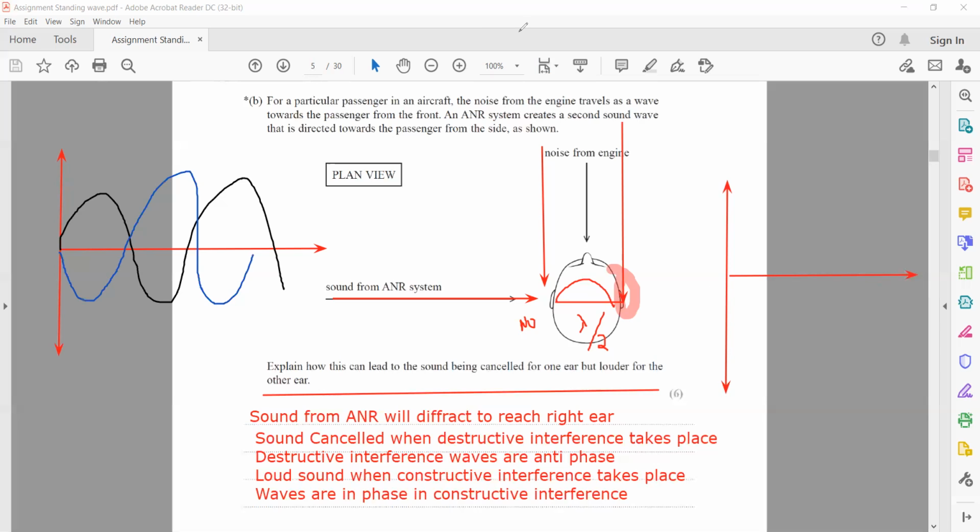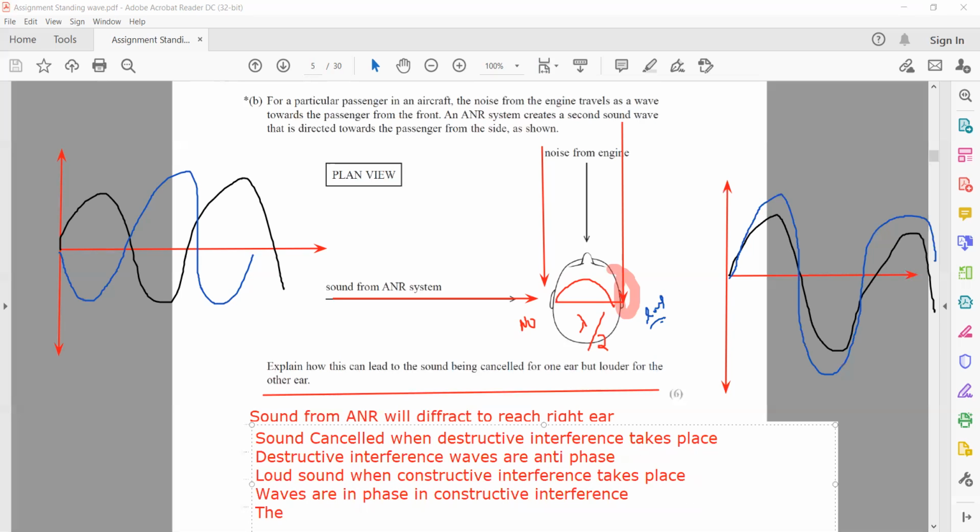the two waves, one of the waves is having this same phase, but the other one, blue, which is coming from the ANR system, will join with sound from the engine, so now they will undergo a constructive interference. So at this side it will be a loud sound due to constructive interference. So the distance between the ears should be half of the wavelength. Is it clear?